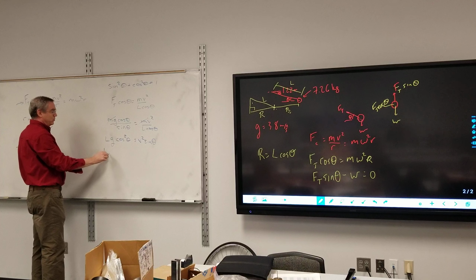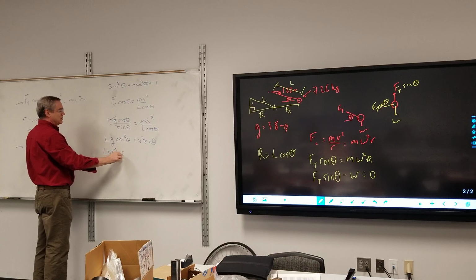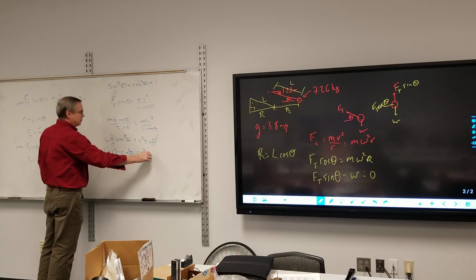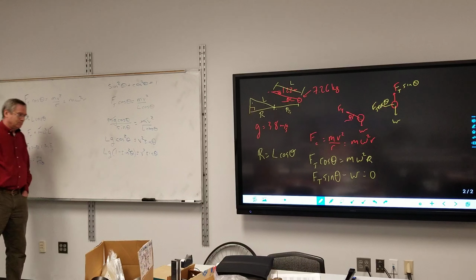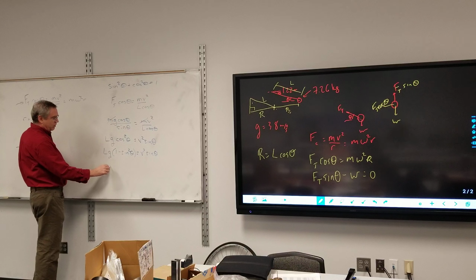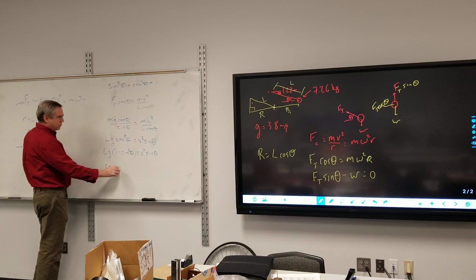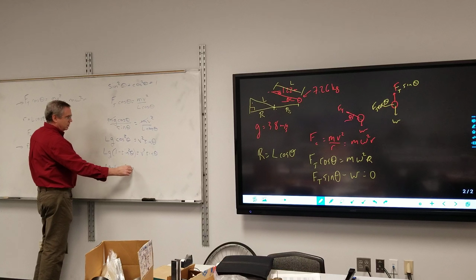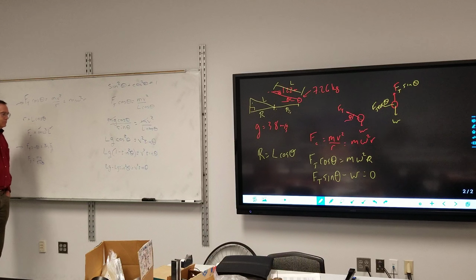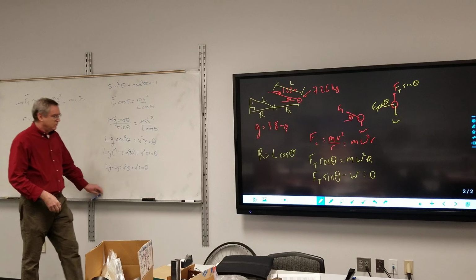So we have LG times 1 minus sine squared theta is equal to V squared sine theta. Distributing, LG minus LG sine squared theta equals V squared sine theta. I've got a quadratic here, so I'm gonna solve for sine theta. Sine theta is basically my unknown at the moment.